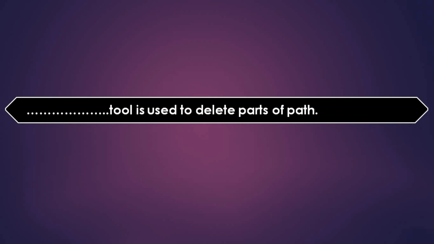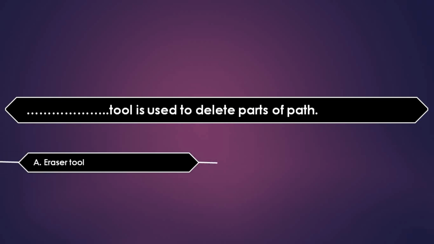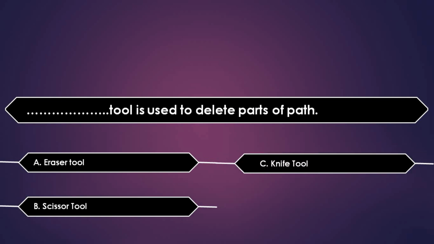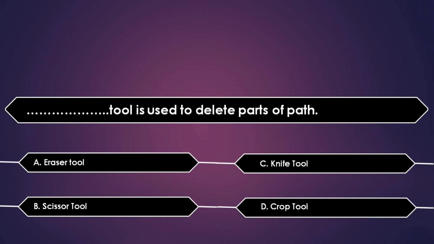Dash tool is used to delete parts of path. A. Eraser tool, B. Scissor tool, C. Knife tool, and D. Crop tool. The right answer is eraser tool. Eraser tool is used to delete parts of path.